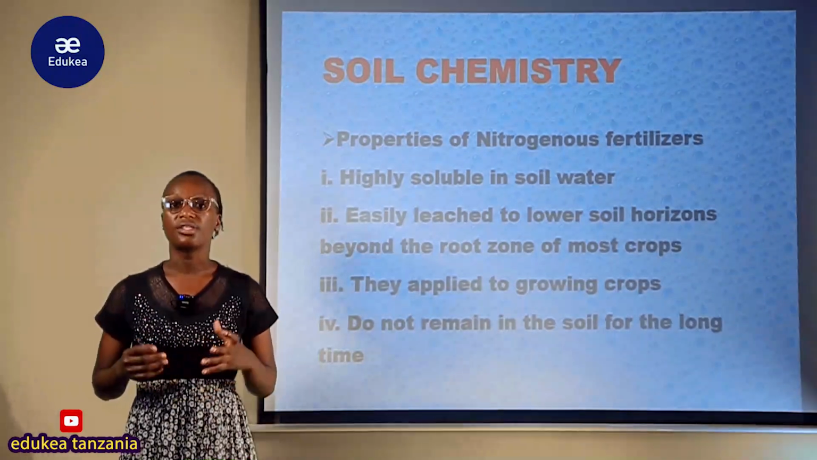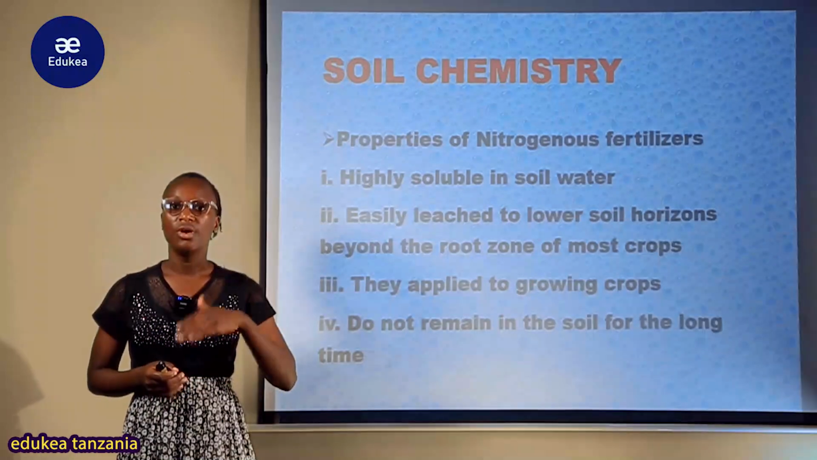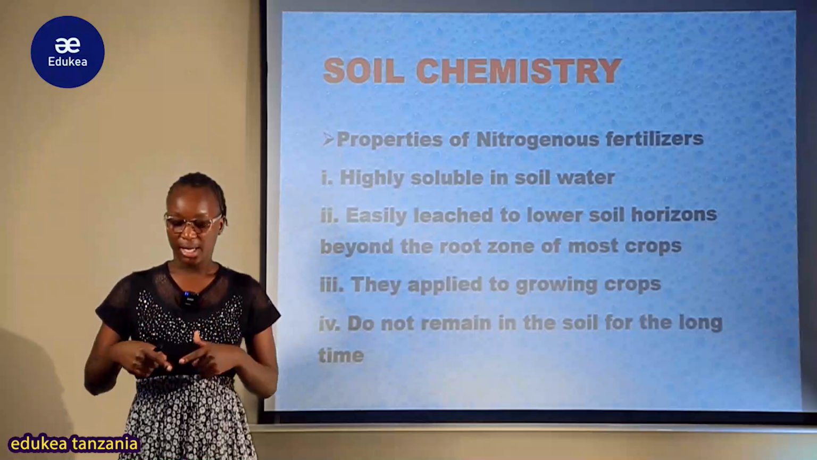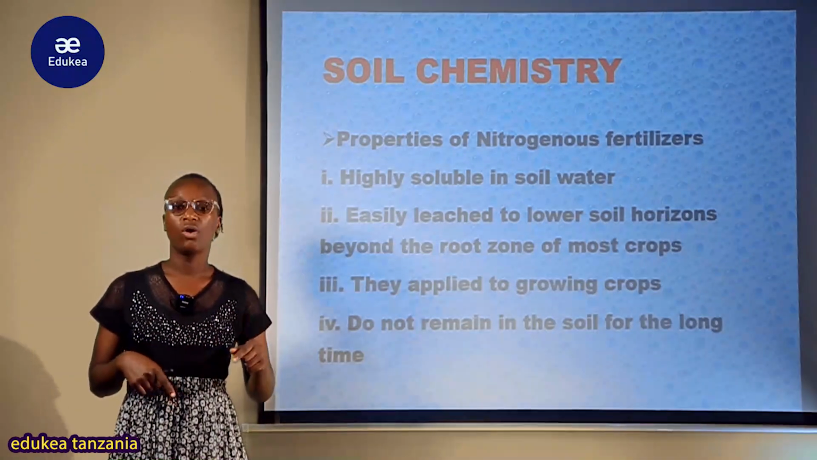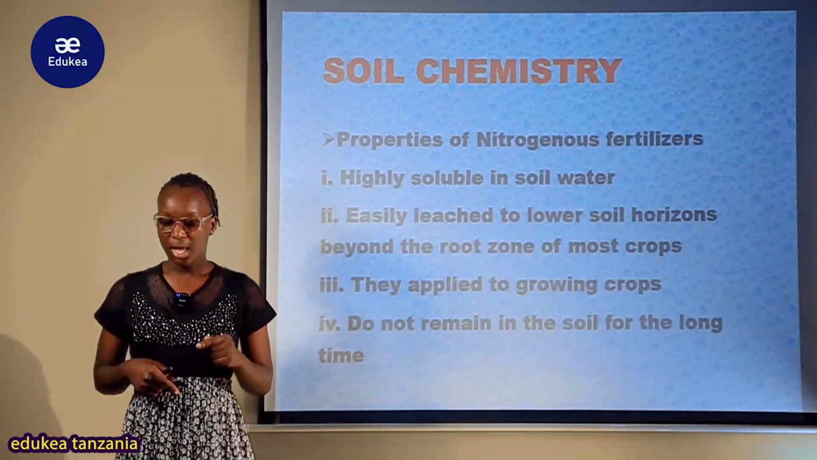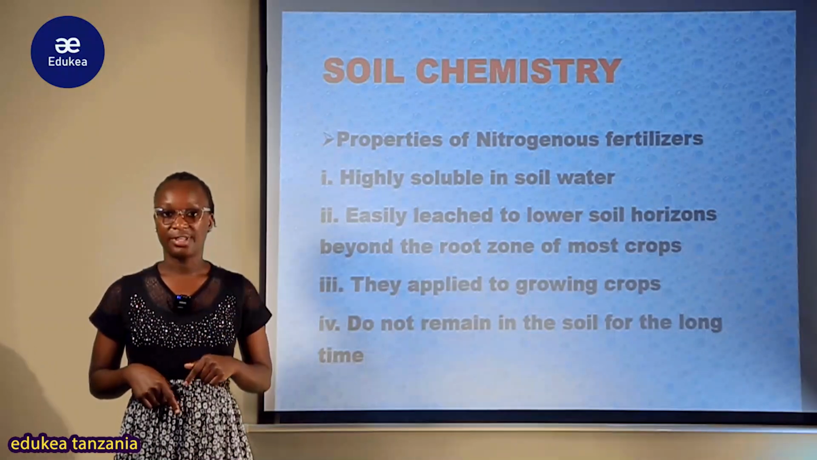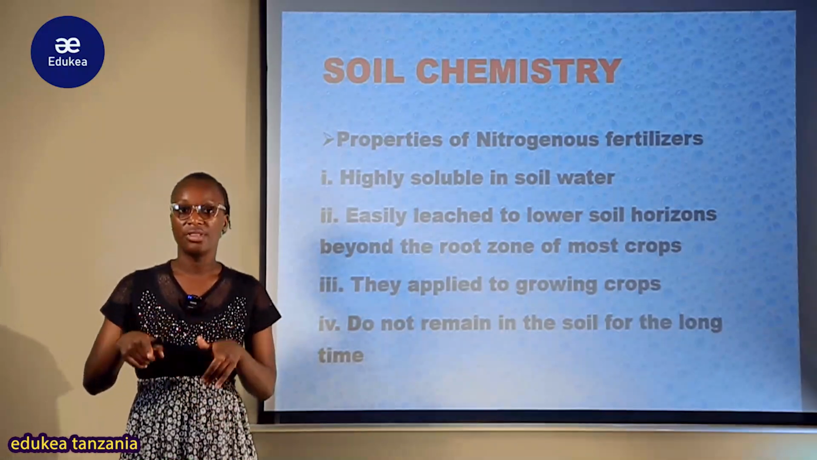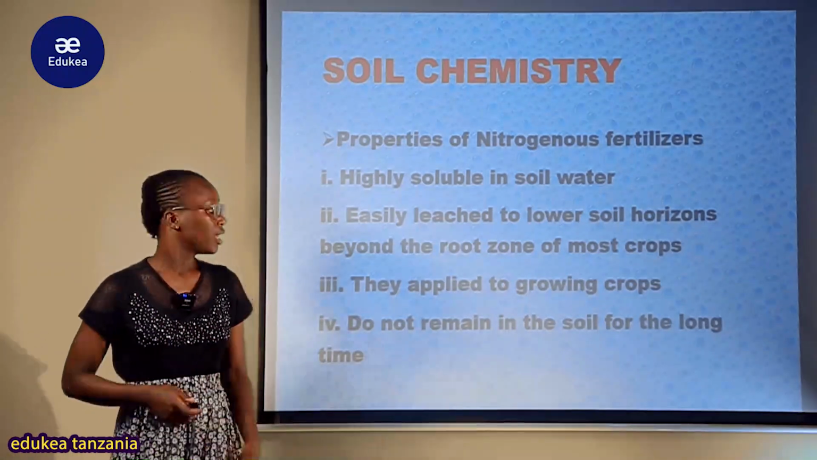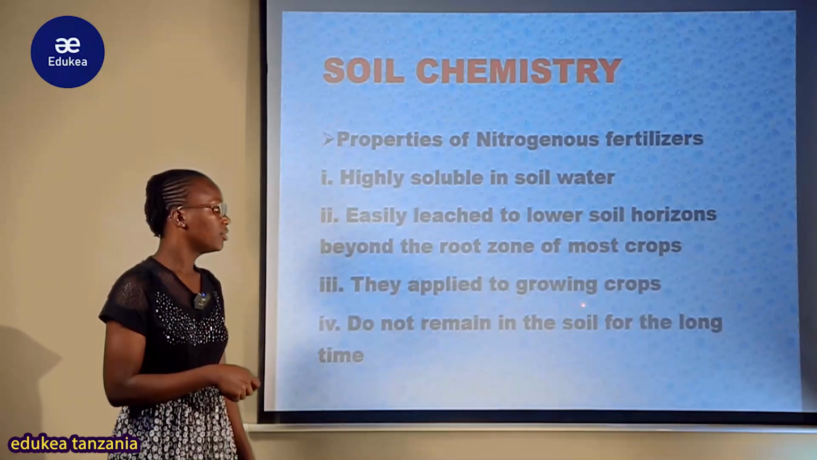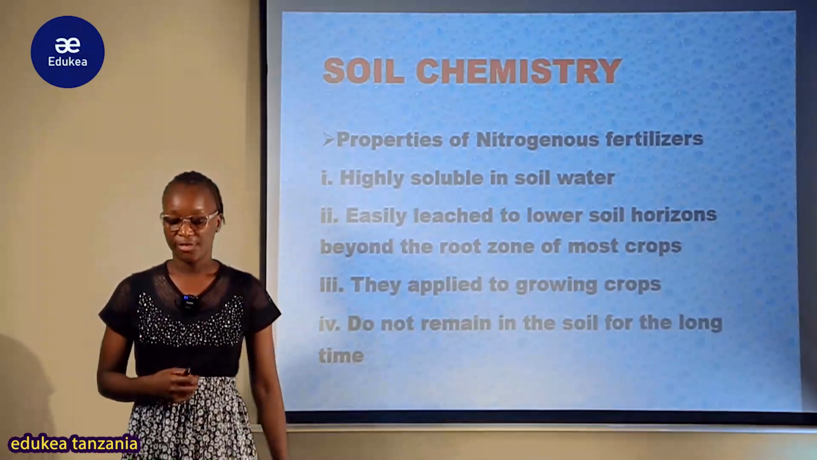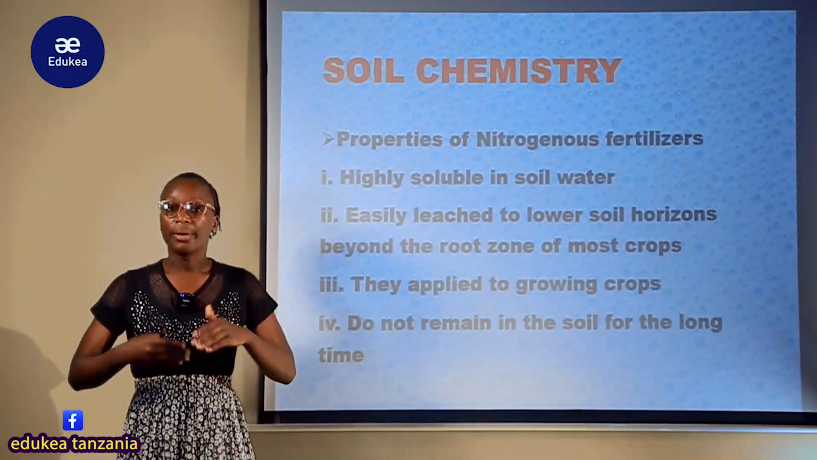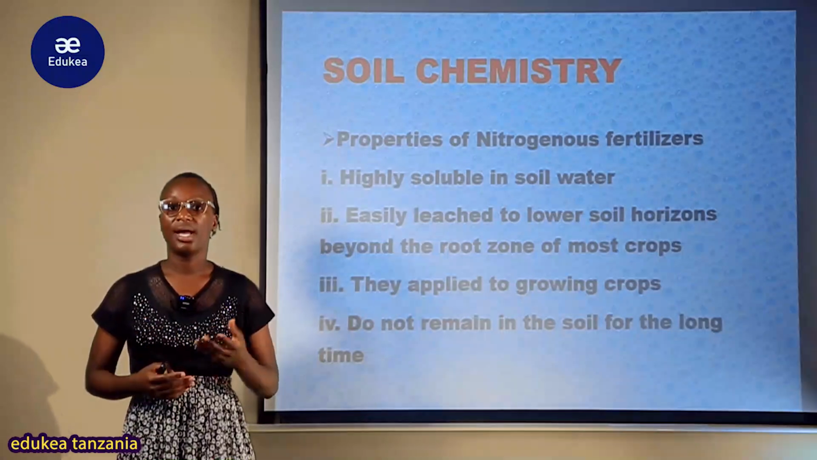The aim is to lower the soil horizons beyond the zone of the most crops, kwamba utakuta kwamba the zone of the some crops root zinakuwa higher or close to those horizons. So hizi nitrogenous fertilizers zinakuwa na sifa ya kuwa high reached. Another is they are applied to growing crops, kwamba this kind of nitrogenous fertilizer mostly zinatumika katika growing plants, crops, wakati wa kuotesha yale mazao.